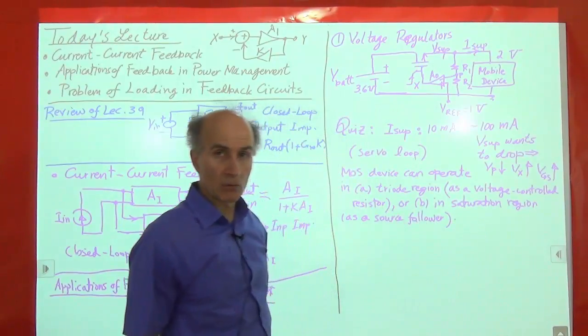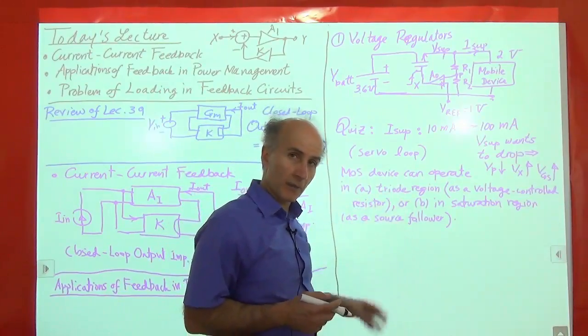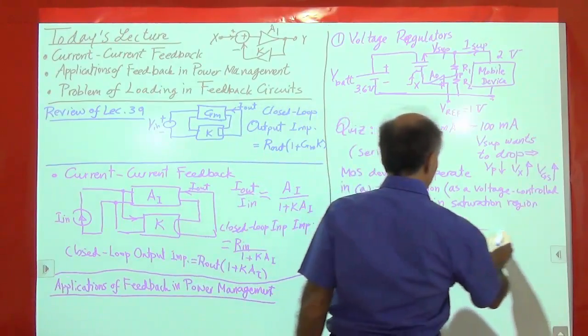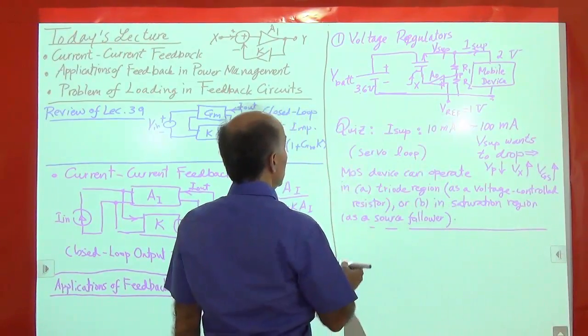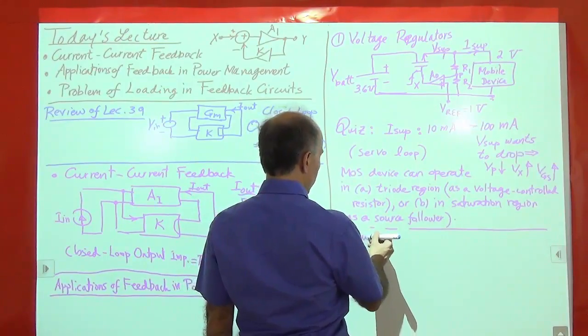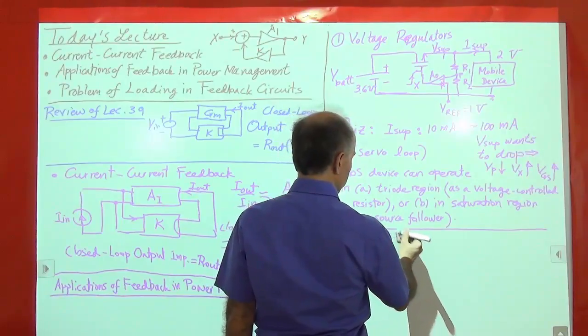Okay? So depending on what we're trying to do, we might choose this option or this option, but those are the 2 possibilities. All right, so that's one example of power management. Let's talk about one more, which is also interesting, and we'll call this current regulation.